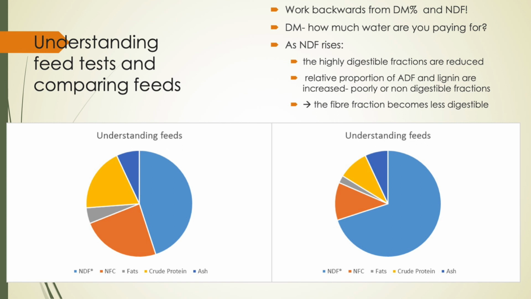Now that needs to be compared within the same type of forage, because with all forages the fibre portion is differently digestible. Okay, so I would much rather have, for example, a 50% NDF cereal hay than a 45% NDF lucerne, because the digestibility of that wheat hay will be much higher than that lucerne hay.